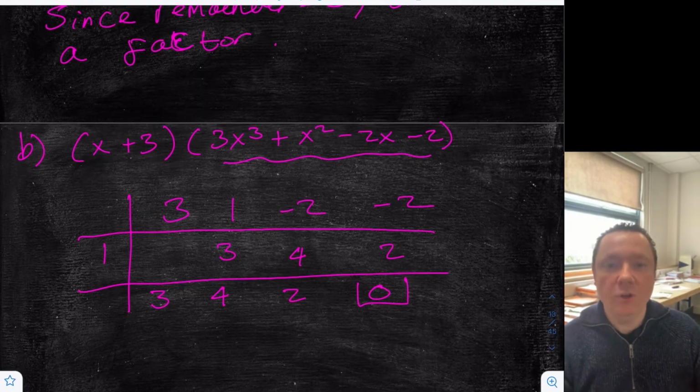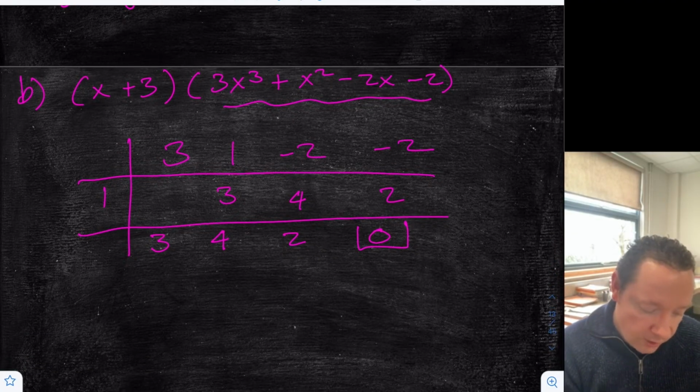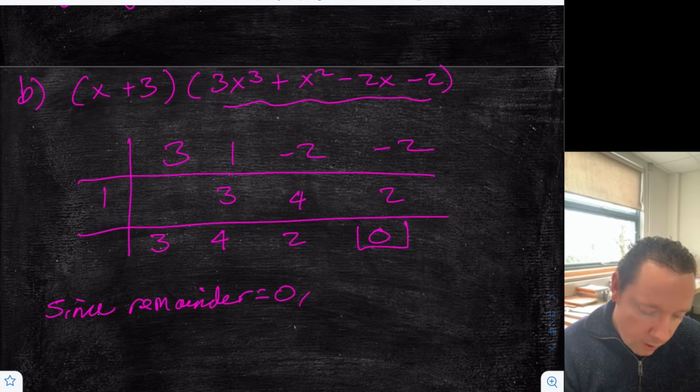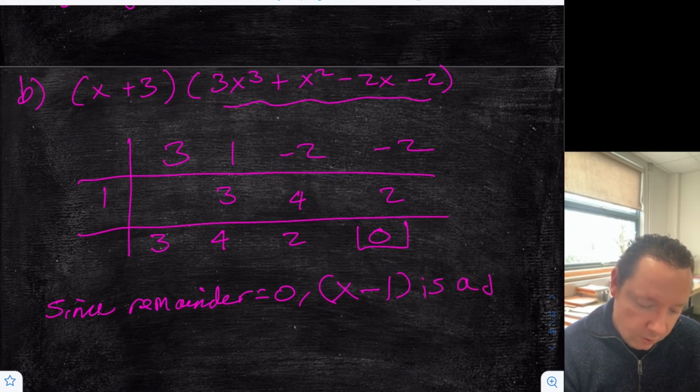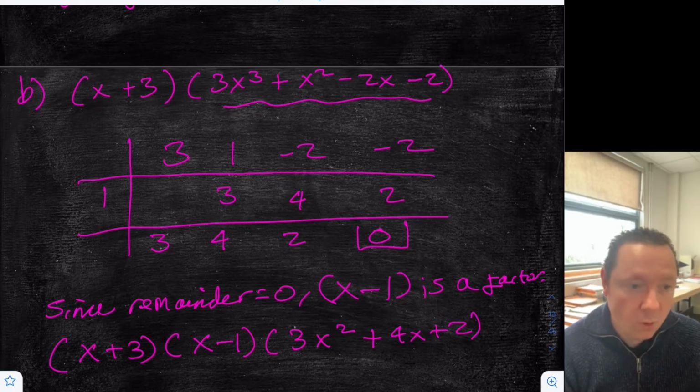Again, you might have to do that a few times, and you don't have to use synthetic division each time. You can just substitute a number in directly if you want, but I've done it with 1, so I now know that since the remainder is 0, x minus 1 is a factor. And therefore, we now know we've got x plus 3, x minus 1, and we've got our 3x squared plus 4x plus 2 from the bottom bit.